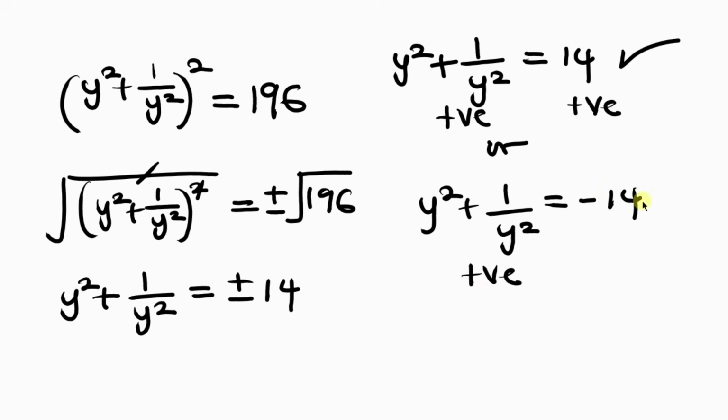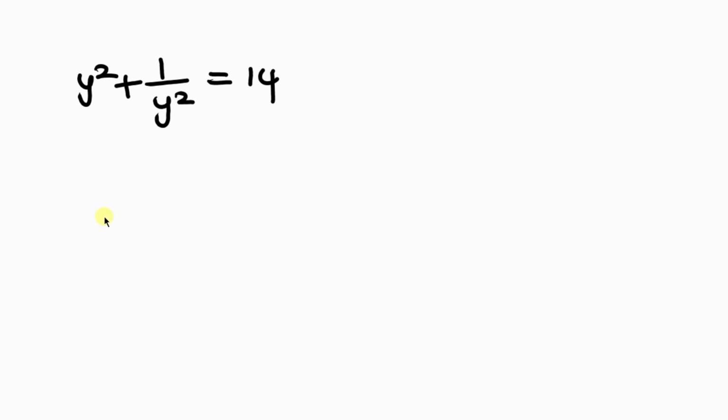But now look at the right hand side here. This is negative. So we can't have the left hand side positive while the right hand side is negative. This is not possible, so we're going to be rejecting this. We'll be working with just this. So now let's repeat the whole process.